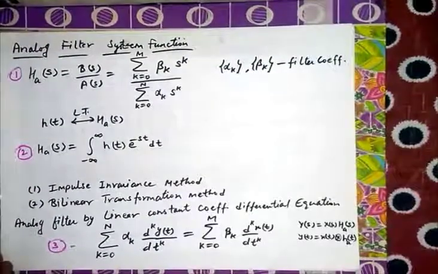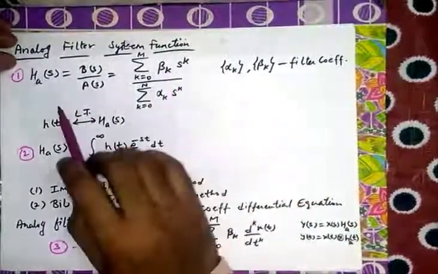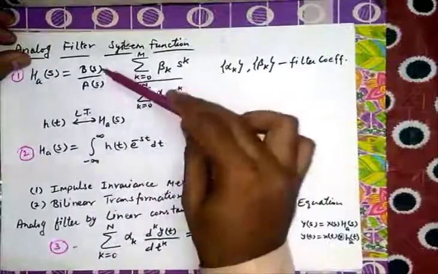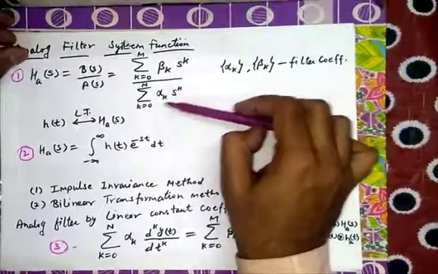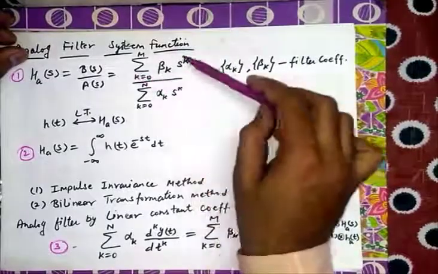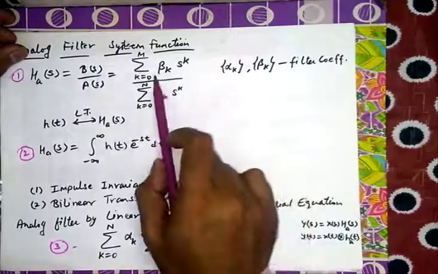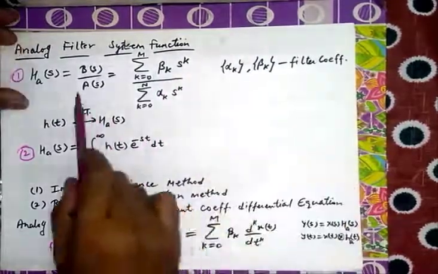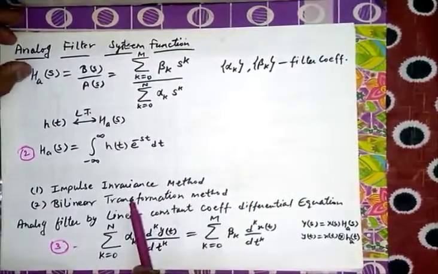Now first is the analog filter transfer function, the system function. An analog filter system function has a numerator and denominator, zeros and poles. Denominator roots are poles and numerator roots are zeros, and we have the coefficients of these filters, beta k and alpha k. These are filter coefficients. We will represent the analog filter system transfer function using H_A(s).